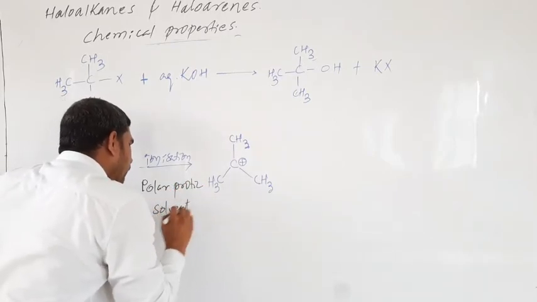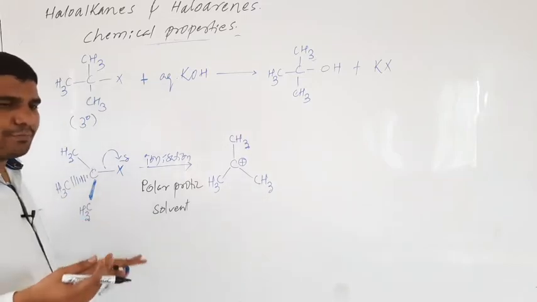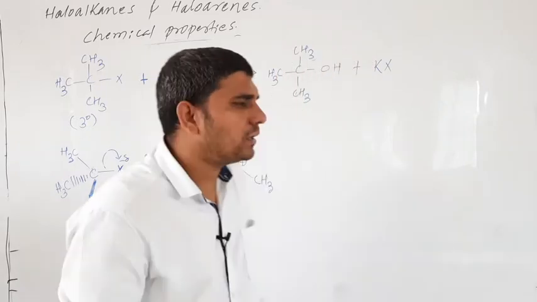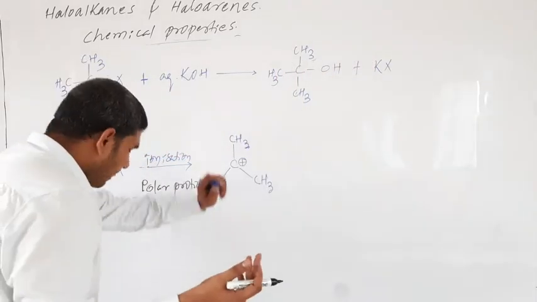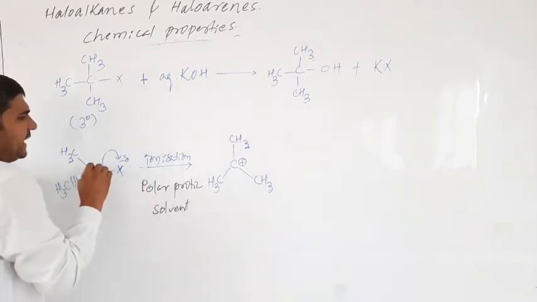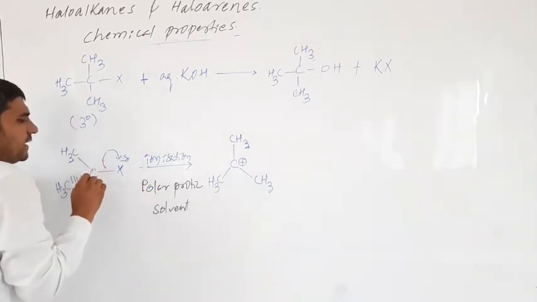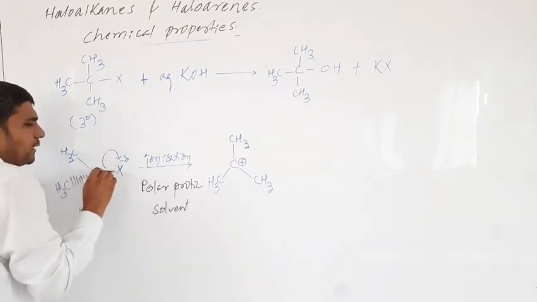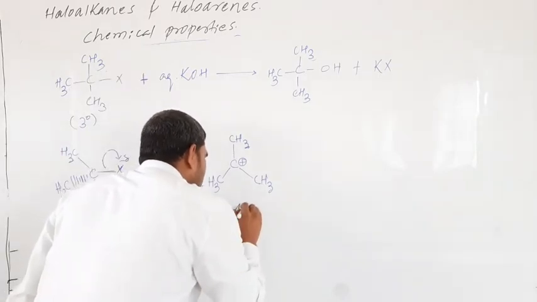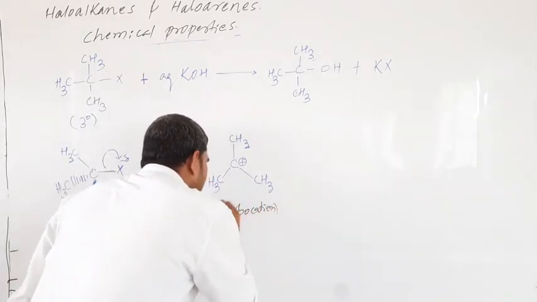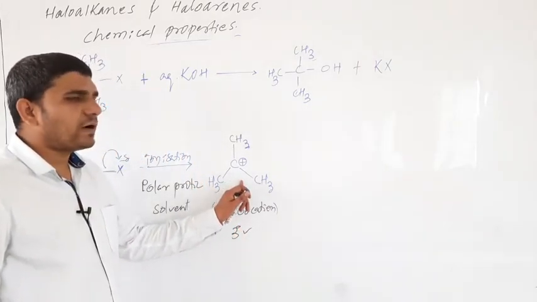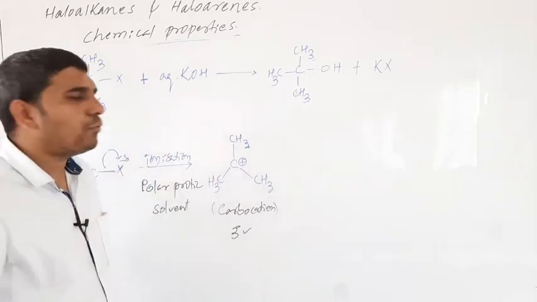Like water. Polar protic means it should be polar and it should contain a proton. Polar protic solvents like water, alcohol. These are the solvents used during this reaction, because polar protic solvents enhance the cleavage of this carbon to halogen bond to form the carbocation. This is what? Carbocation. Which type of carbocation? This is a tertiary carbocation. Tertiary carbocation is formed because this is a highly stable carbocation.